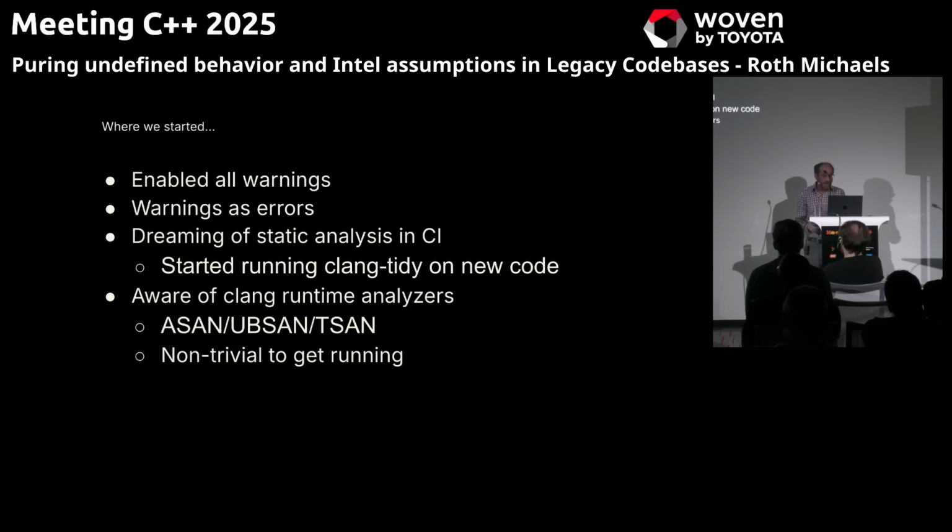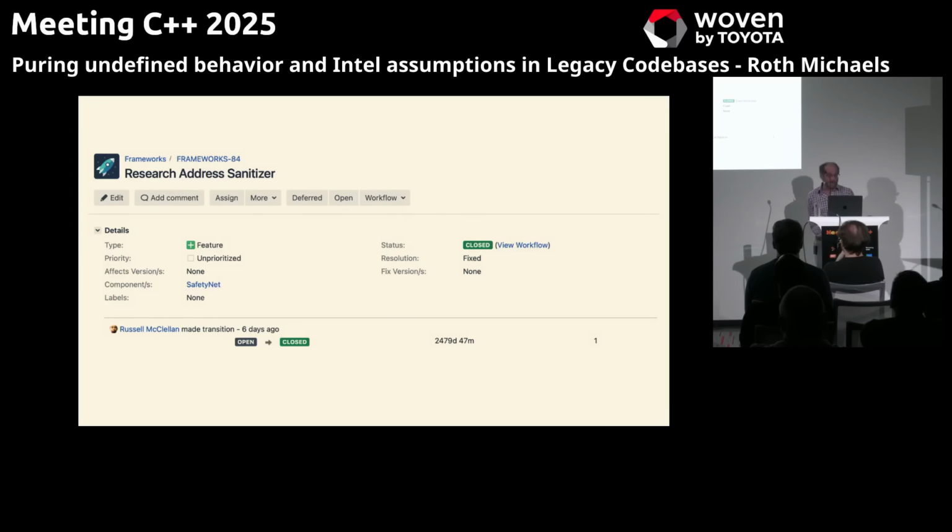So where we started, we had basically all warnings enabled, and warnings as errors, so that helps us with some stuff. But we've been dreaming of static analysis in CI, and we're starting to look at running clang-tidy on new code. We were aware of the clang runtime sanitizers like address sanitizer, UB sanitizer, and thread sanitizer, but we weren't using them in CI, and that was non-trivial to get running. Actually, when we were preparing this talk, we found a very old ticket in our Jira, "research address sanitizer." I don't know when it was filed, but in 2022, when we finally closed it, realizing we had implemented this, it had been open for almost 2,500 days, so you do the math on how many years that is.